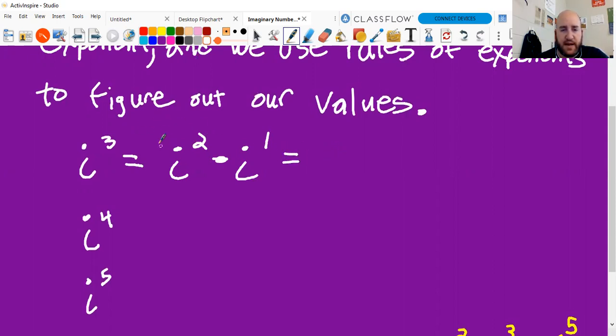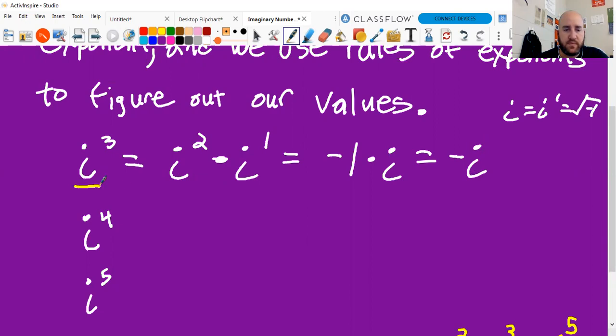We just learned on the previous slide, i squared is equal to -1. I'm going to substitute. i squared is equal to -1, so I substitute, times i to the 1st. I said on the first slide, i is equal to i to the 1st is equal to the square root of -1, but we're primarily going to use this relationship. So i to the 1st, we substitute with i. -1 times i is going to be -1i. Of course, I don't actually have to write the 1, so it's just going to be -i. So i cubed is equal to -i.